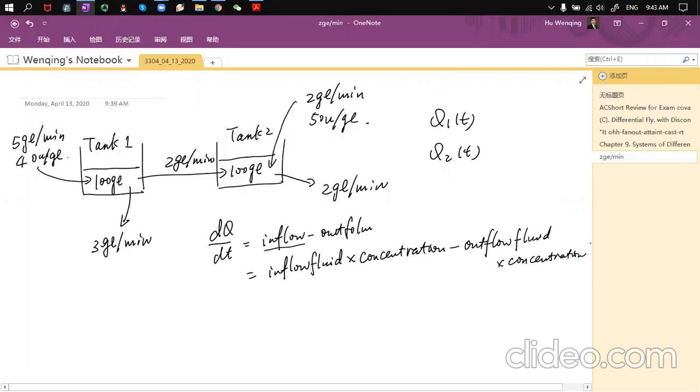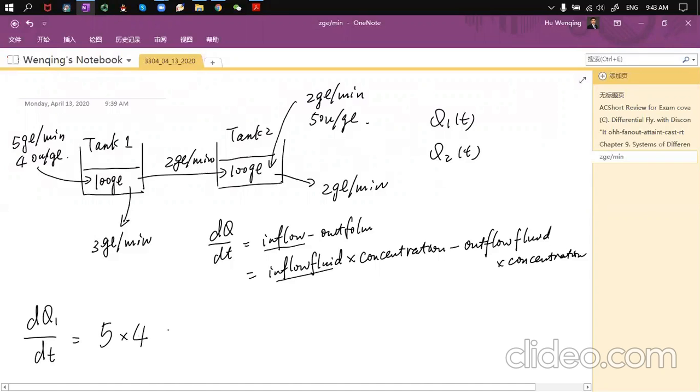That's it. Is that good, right? So you have to analyze the inflow fluid and concentration. So if you want to look at Q1, right? So dQ1 over dt, you can use this principle. What's the inflow fluid? Well, the inflow is 5 gallons, right? So the 5 gallons multiplied by the inflow concentration is 4 ounces per gallon.